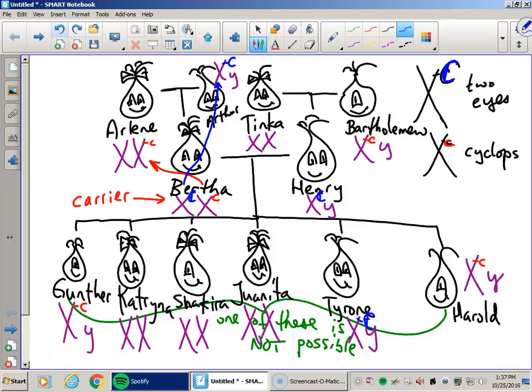Now, what do we know about Arlene's other X chromosome? Arlene, what are we sure about her other X chromosome? She's a carrier as well. Okay?